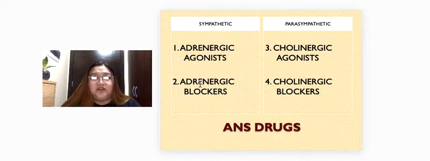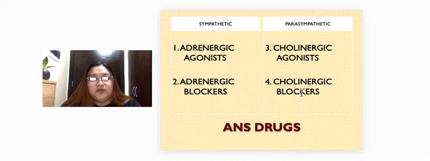So, if the neurotransmitter stimulated is epi, adrenergic agonist. Pero kapag blinak mo yung action, I mean, ng norepi, ito siya. Kapag naman the neurotransmitter is acetylcholine, cholinergic agonist. Pero when you block it, cholinergic blocker. Alright? So, let's have an example.